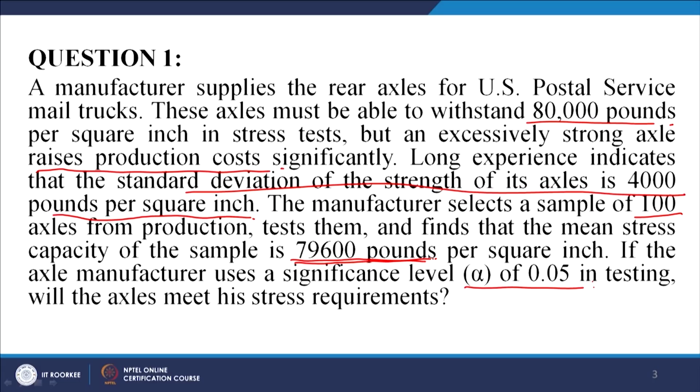The manufacturer selects a sample of 100 axles from production, tests them and finds that the mean stress of the sample is 79,600 pounds per square inch. This is the sample value. If the axle manufacturer uses a significance level of 5% in testing, will the axle meet his stress requirements? Now the case is very clear to you.